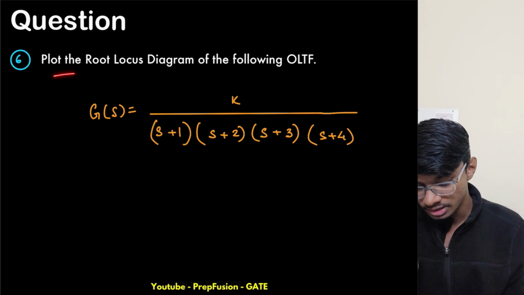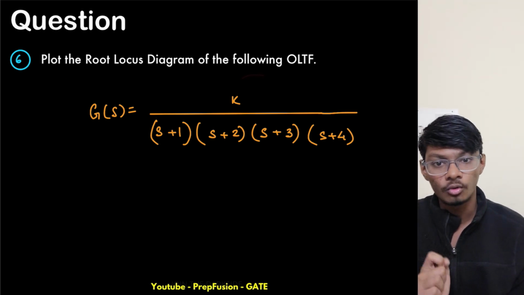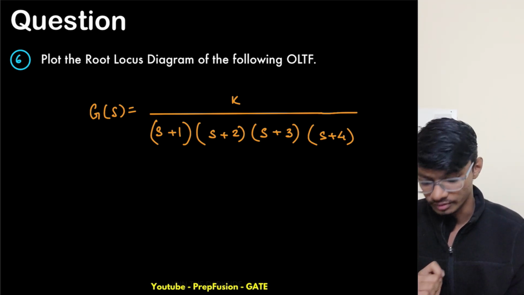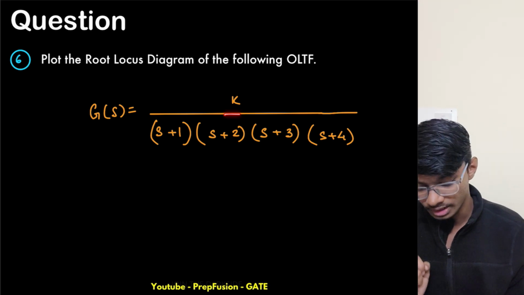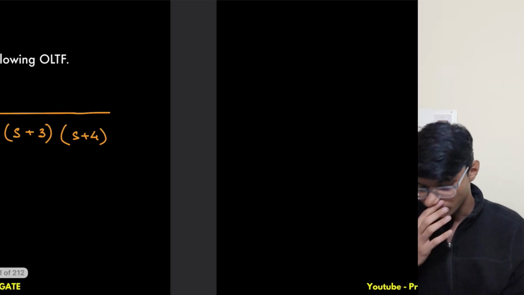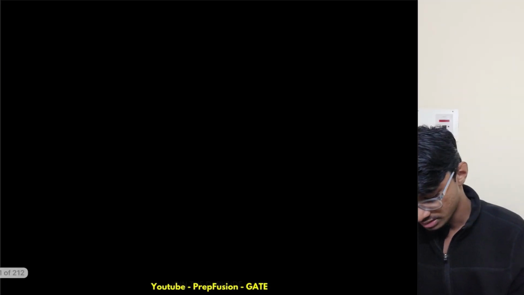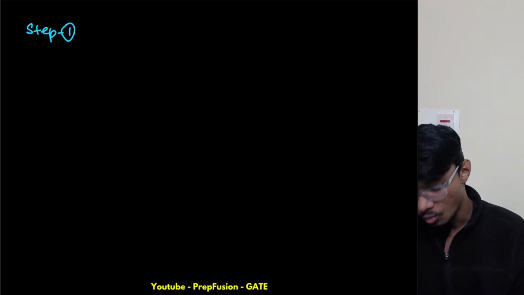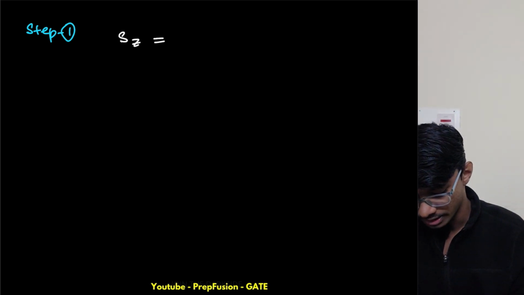We have to plot the root locus diagram of the following OLTF, where G(s) equals K divided by (s+1)(s+2)(s+3)(s+4). So what was step 1? Step 1 was to identify my open loop poles and zeros. What are my open loop poles and zeros here? I don't have any open loop zeros, but I have open loop poles.